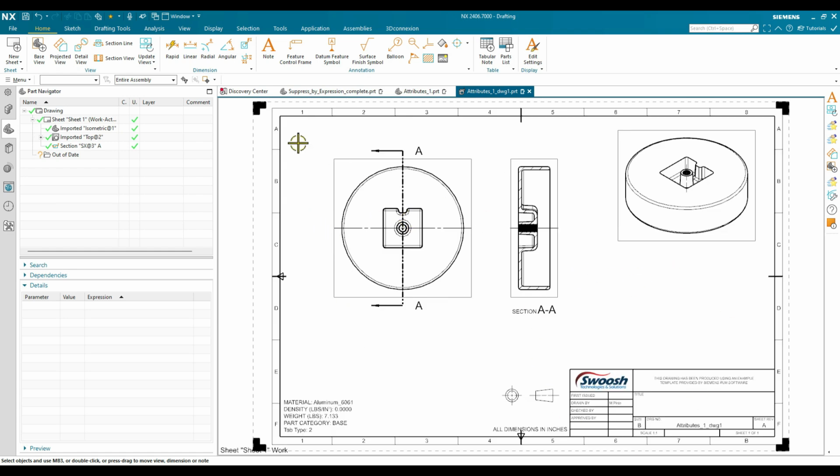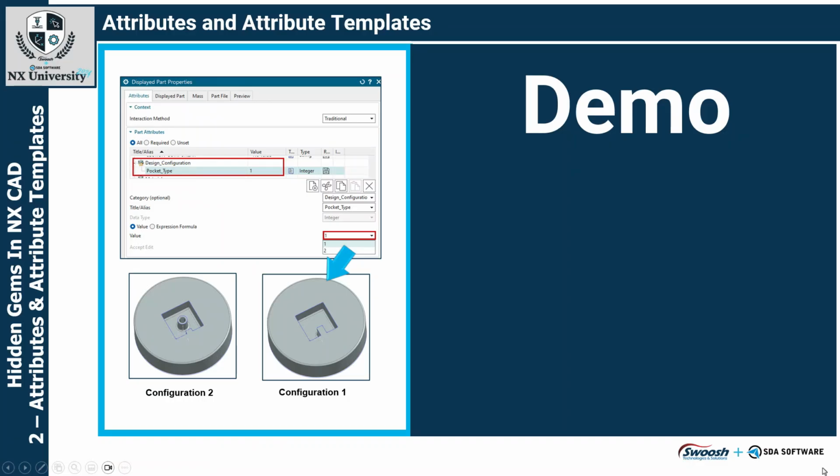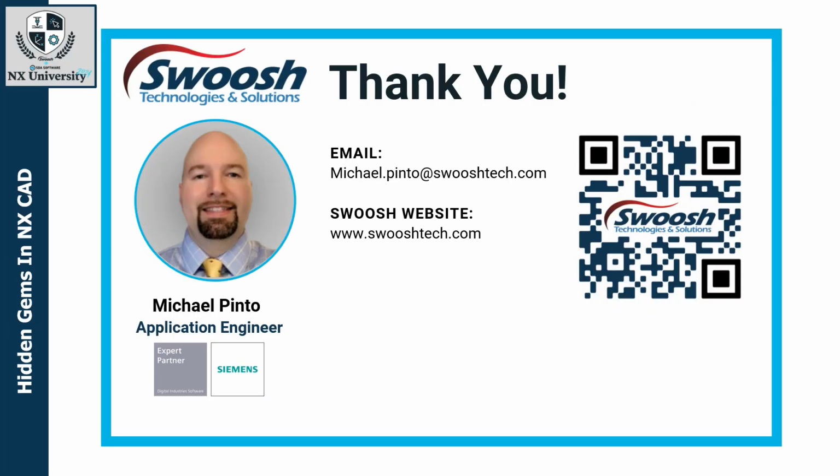All right, so that is attributes. That is controlling a design configuration with attributes, controlling information that shows up in your general notes on your drawing. And these are just a couple of different examples and benefits of using attributes inside your designs. That's going to conclude the Hidden Gems in NX CAD presentation here.